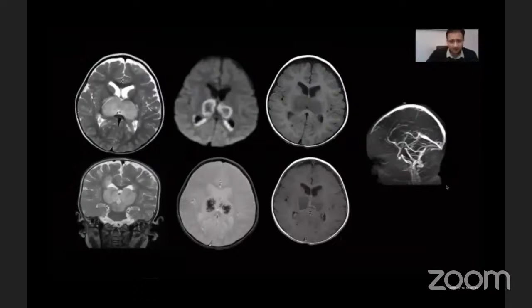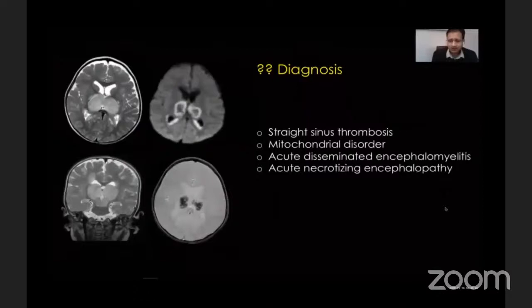Is it related to straight sinus thrombosis? Is it a mitochondrial disorder like MELAS? Is it acute disseminated encephalomyelitis or ADEM? Or is it acute necrotizing encephalopathy? So this imaging appearance is suggestive of acute necrotizing encephalopathy.